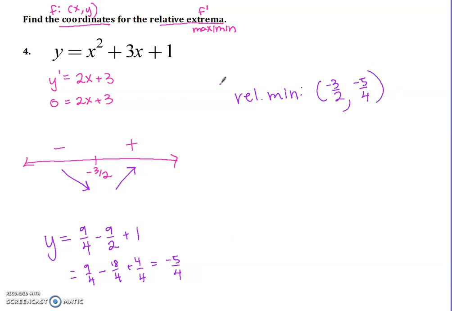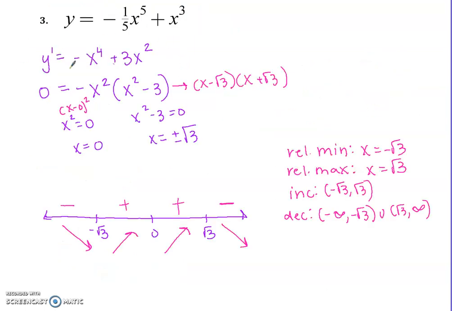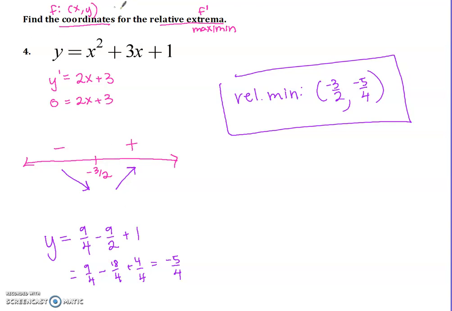Okay, so if they specifically ask for the coordinates, that's when you need to find the y value. If it's ones like these where they just say find the extrema or find the relative min and max, that's when you can just put the x value. So when it says find the coordinates, that's when you know to also find the y value.